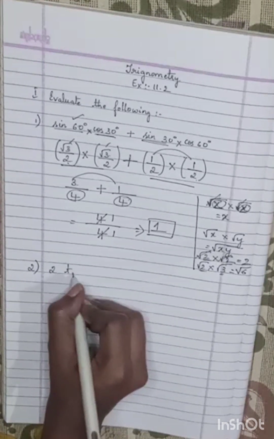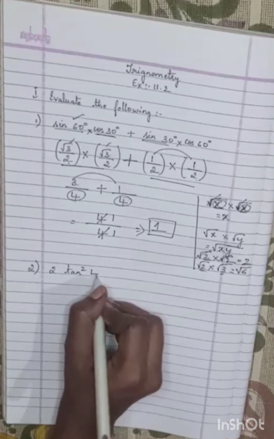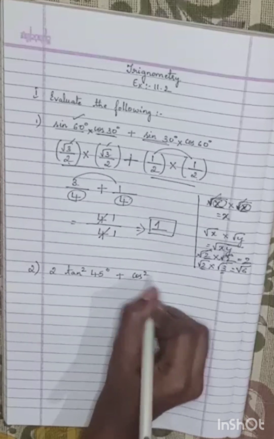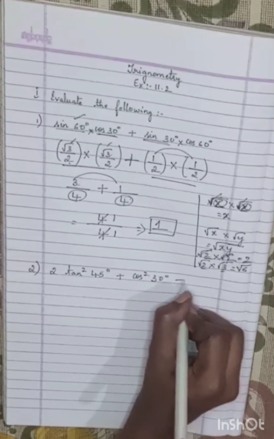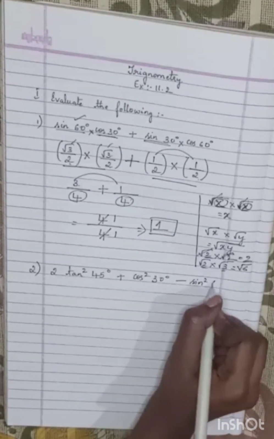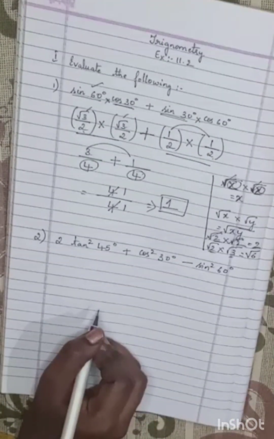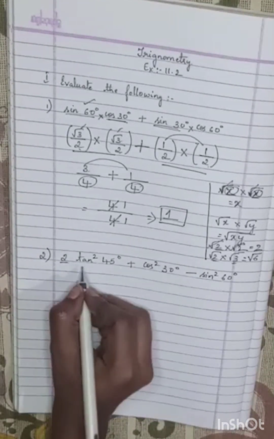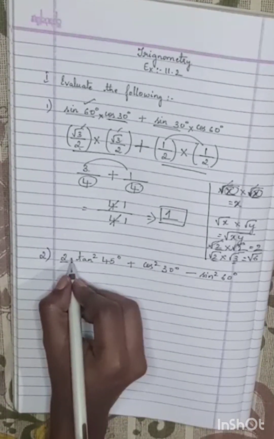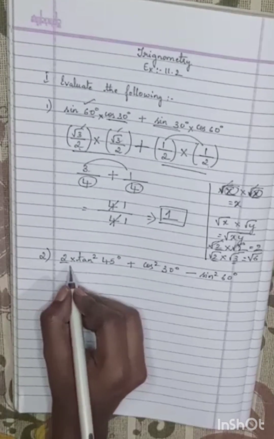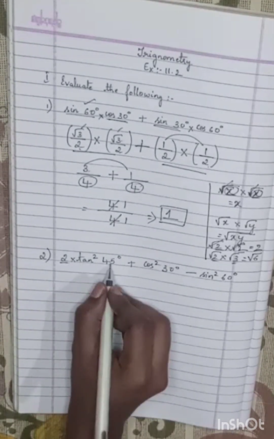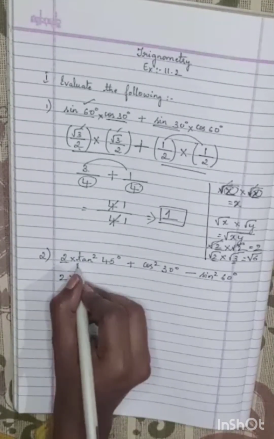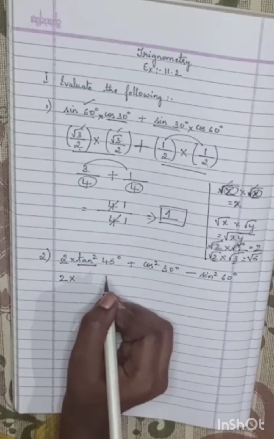Second question says that 2 tan square 45 degree plus cos square 30 degree minus sin square 60 degree. So this is our question. Now 2, and here there is nothing, which means into, a multiplication sign is there. 2 into tan square 45 degree. So let us write down 2 into tan square 45 degree.